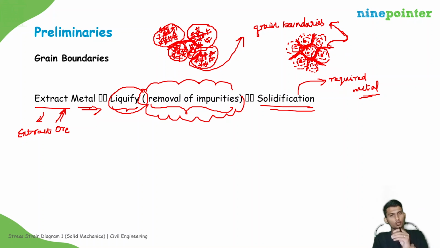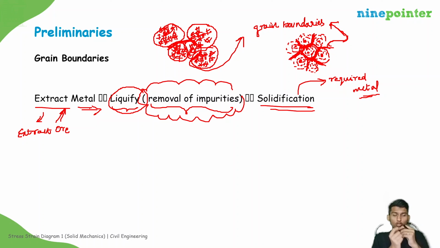Means first we extract the ore, from that we extract the metal, then we liquefy. After liquefaction, we remove the impurities through a metallurgical process. After removing the impurities, we solidify. But after removing the impurities, there will be some amount of impurities, because we can't remove 100% of the impurities from the metal, right? We may remove them, but that will make the process costly. So we will remove most of the impurities, but certain impurities will remain in the body.